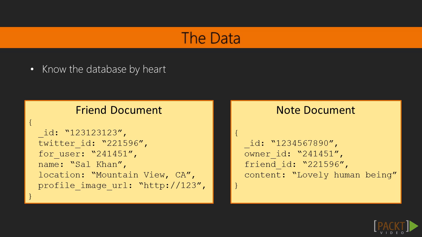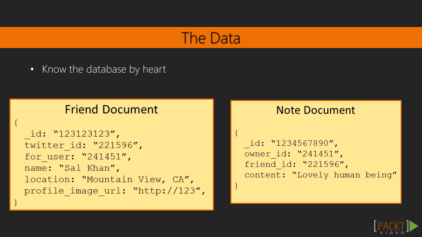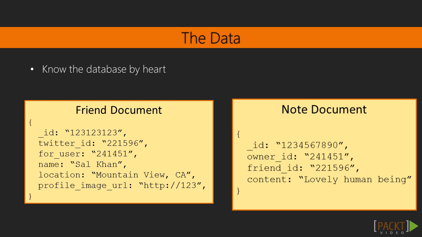Our sample application uses two collections, a friends collection and a nodes collection. A friend document has an ID, the friend's Twitter ID, the user who has the person as a friend, the friend's name, location, and profile image URL. A node document has an ID, an owner ID, a friend ID, and content.